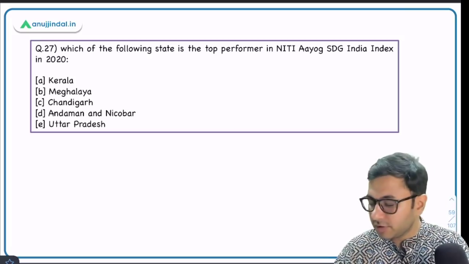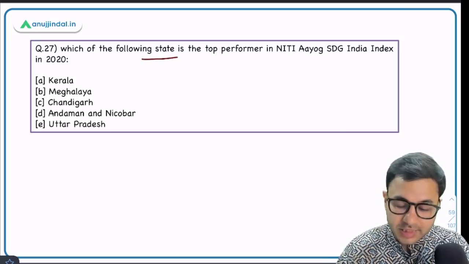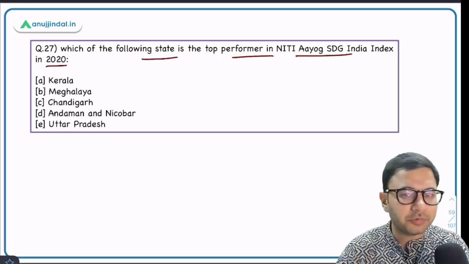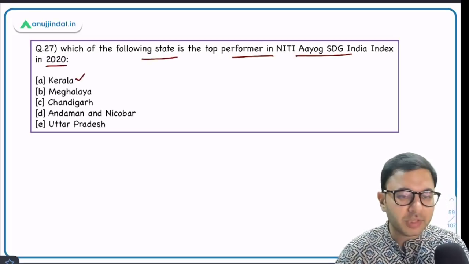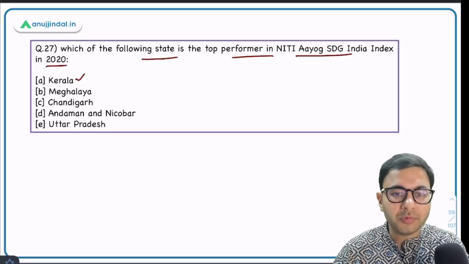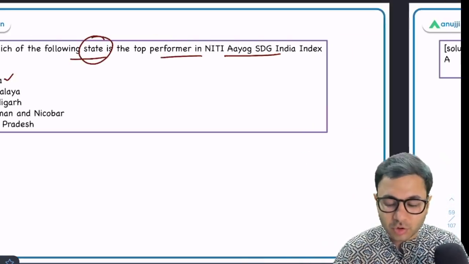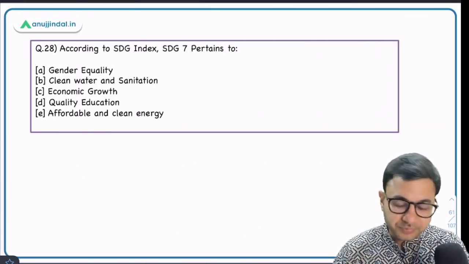27th question. Let's come to the second one. It says, which of the following state is the top performer in Niti Aayog SDG India Index 2020? Very simple question, factual question. The answer is option A, Kerala. Top performer state. If you're asked UT, then the answer will be different. Please make sure ki aap question dhang se padhe.